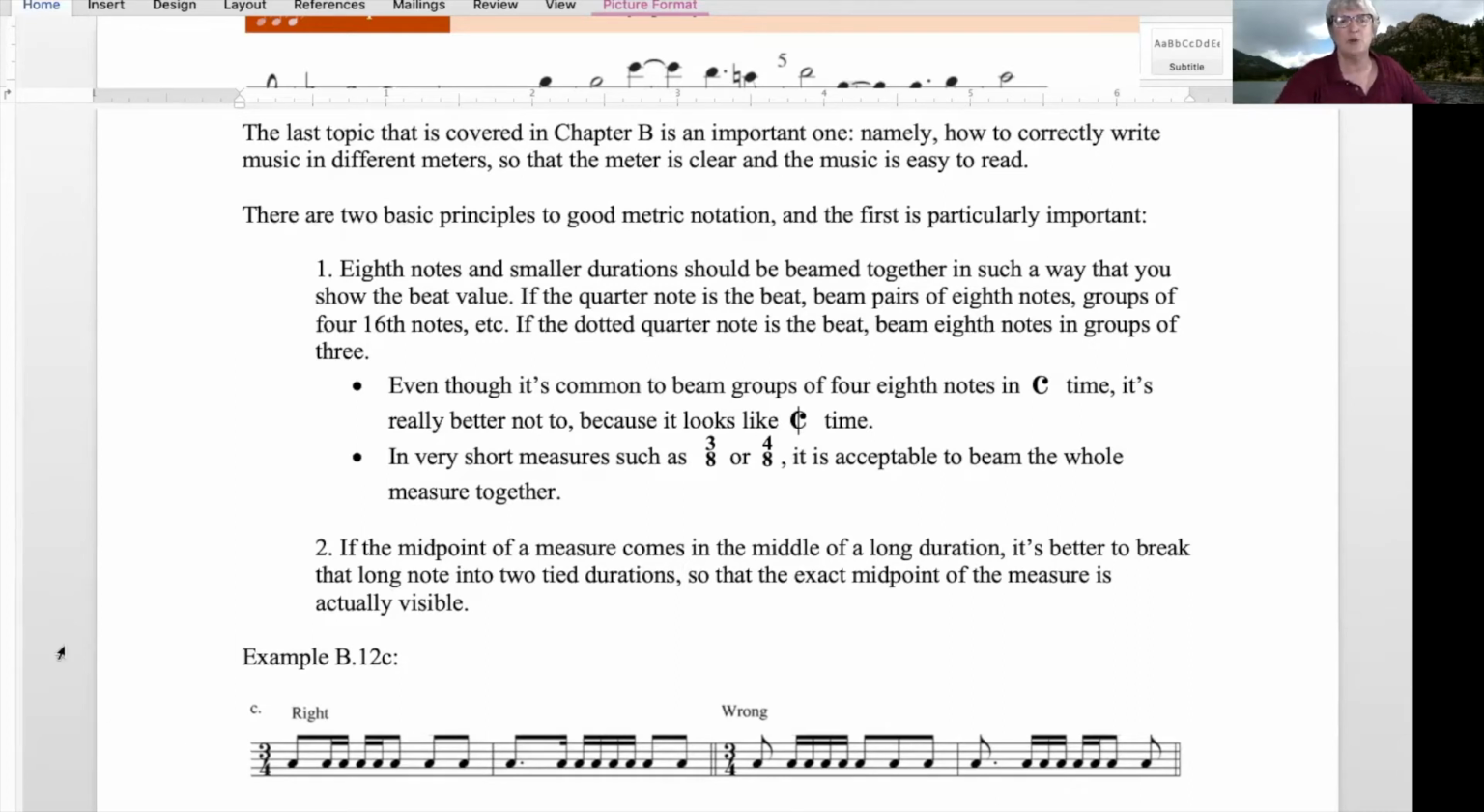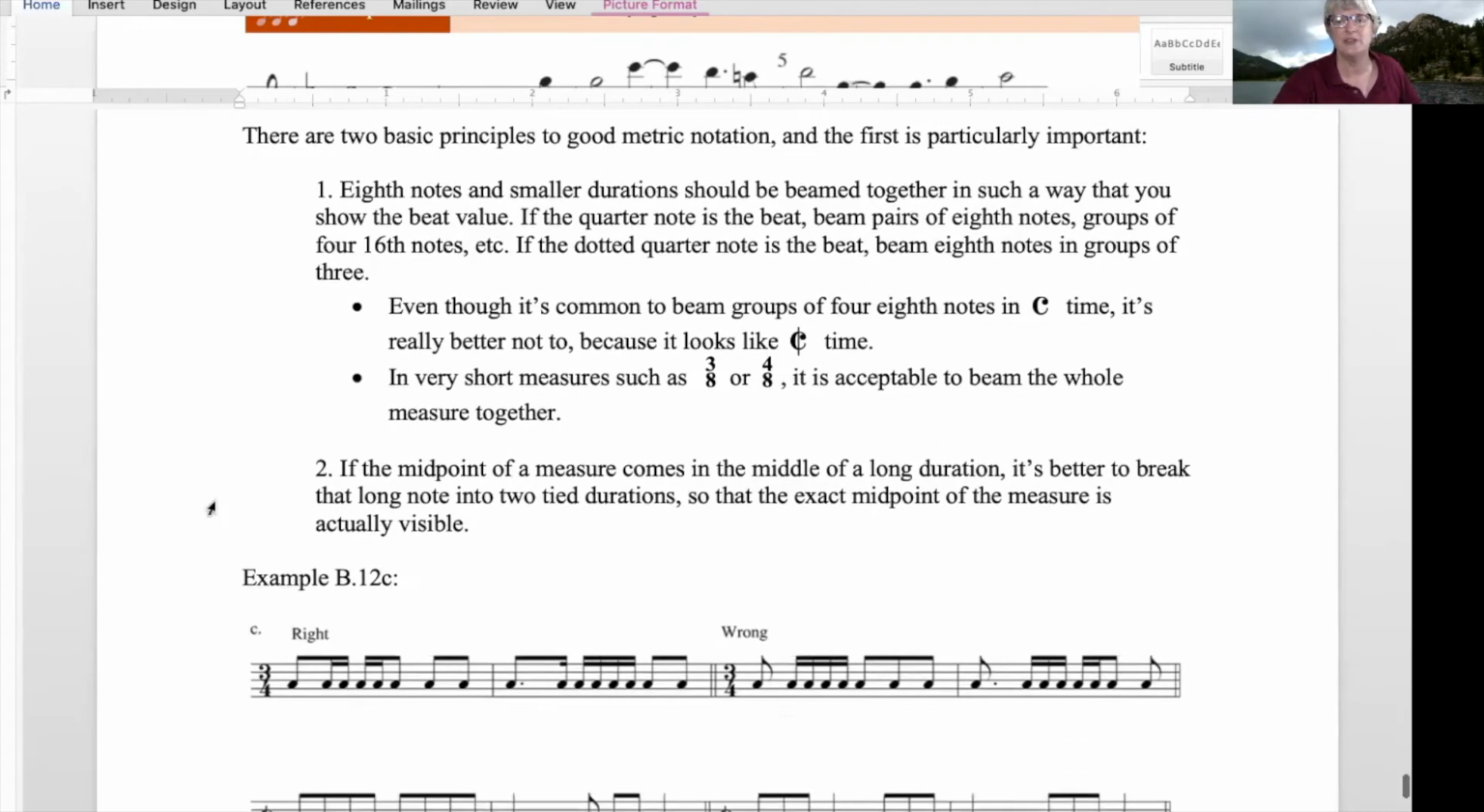So the first principle that has to do with beaming is this. Eighth notes and smaller durations should be beamed together in such a way that you show the beat. If the quarter note is the beat, you should beam pairs of eighth notes or groups of 4 sixteenth notes and so on. If the dotted quarter is the beat, then you should beam eighth notes in groups of 3.